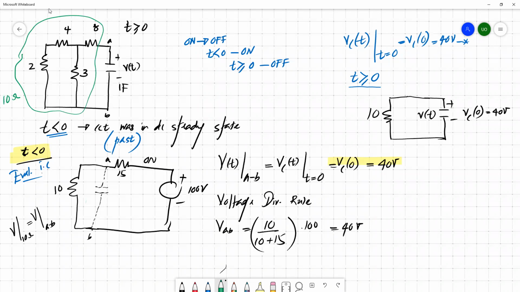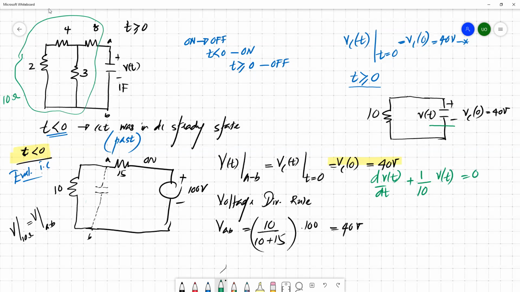This is 10 ohm. So then it's like you have a charged capacitor and a series connected resistor of 10 ohm. The initial voltage is 40 volt and we have a 10 ohm resistor. If you apply Kirchhoff's voltage law, you can get this kind of expression, with 1 over RC. R is 10 ohm, C is 1 farad, so this becomes 1 over 10.